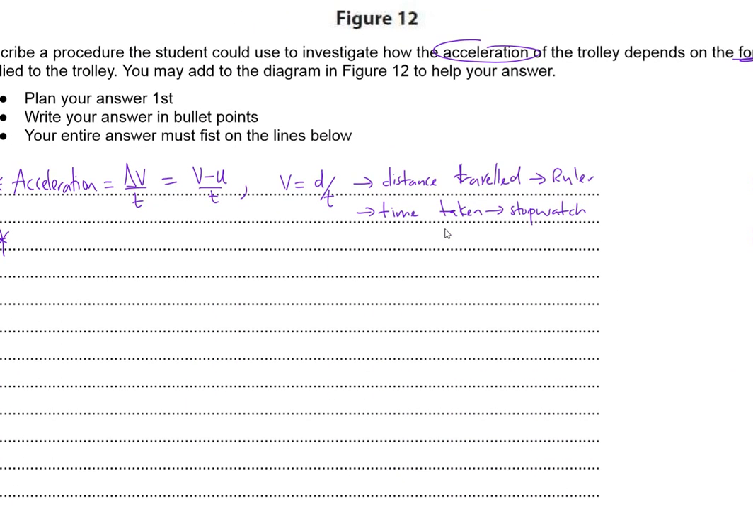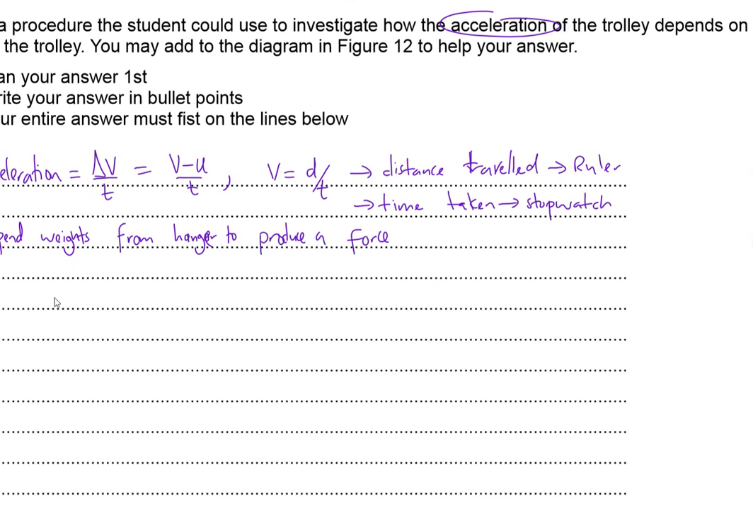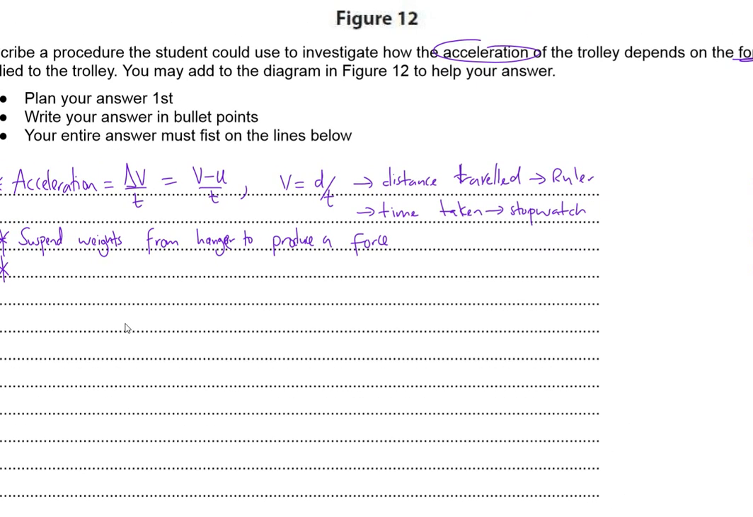So what we are going to do is suspend weight from the hanger to produce a force. This is where the force is going to come from. The force is going to come from the weight that we added to the hanger in this particular case. Now, what we're also going to do is keep the other things the same.